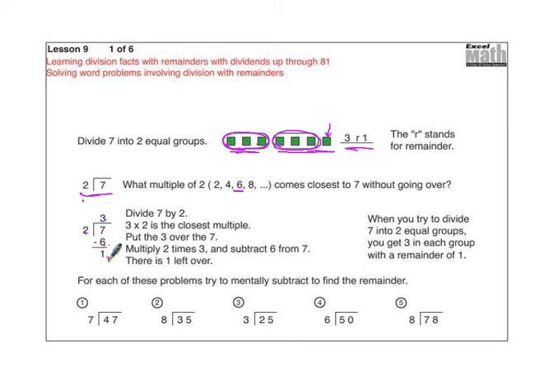Now this should be easy review for you. What we're going to do right now is something you might not have done before. We're actually going to solve these problems without showing our work. We're going to do them mentally in our head. Let's take a look at number 1. This is 47 divided by 7. Do this one with me, okay?